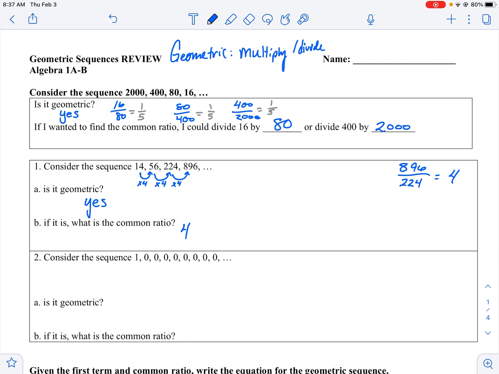Now let's check our next sequence. This is kind of a tough one. 1, 0, 0, 0, 0, 0. I'm going to give you a minute on your own. I'd like you to pause the video and then consider, is this geometric or not? When you think you have an answer, unpause and we can check our work here.